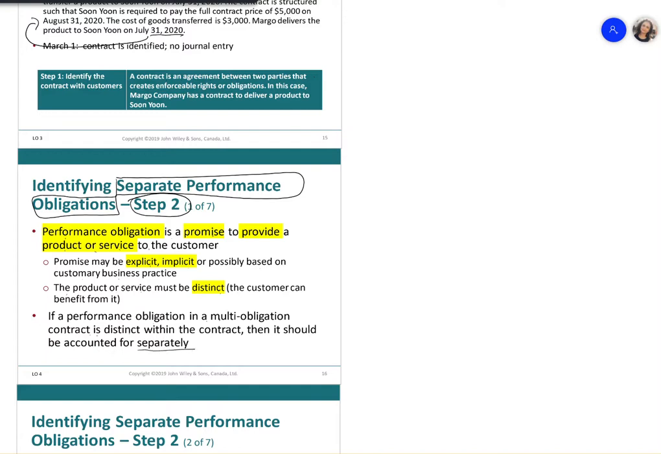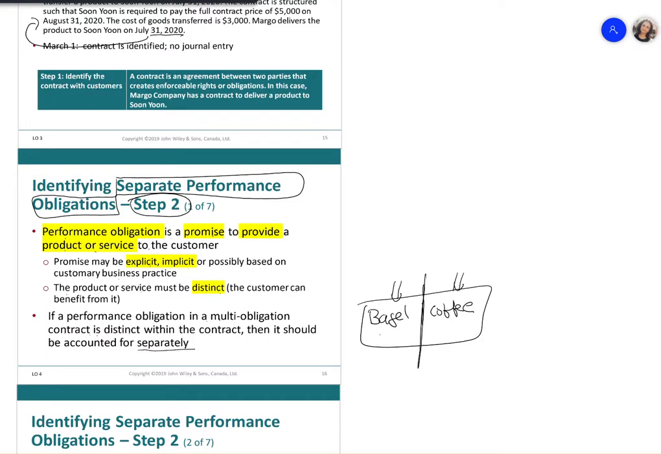Now if I think of it, I went to Tim Hortons, I got a bagel and I got a coffee. So I bought them together, but this is a different product and this is a different product. If I can sell them separately, then I have to account for them separately.